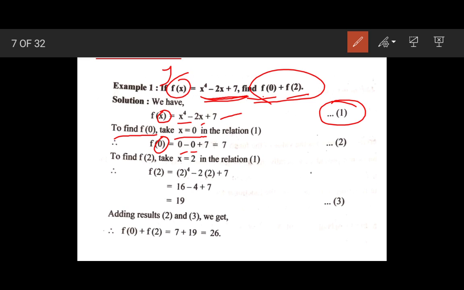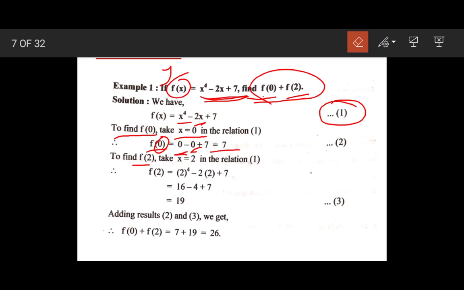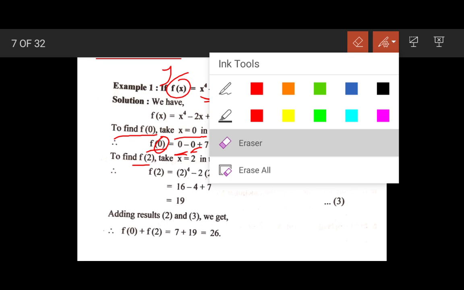So that will be f of 0 equal to 0 square, which is 0, minus 2 into 0 will be 0, plus 7. So that is equal to 7. So f of 0 equal to 7. Okay. Then to find f of 2, what we have to do? Again we have to take this equation 1.